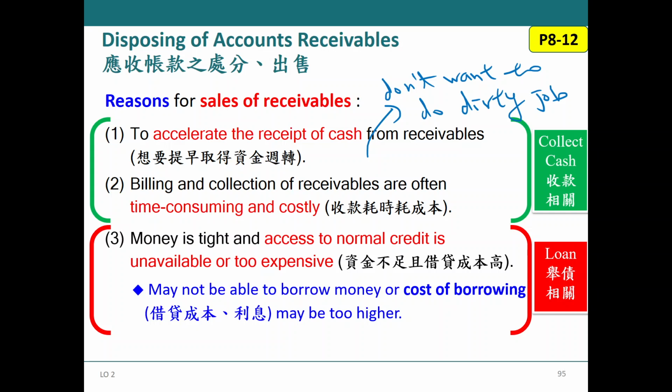Okay? So maybe they don't want to lend me, or they will lend me money, but they ask what? Higher risk, higher reward. 高风险高报酬。Higher risk, higher reward. So they want what? Reward, interest. Okay? So that's why your cost of borrowing, cost of borrowing means interest. 借贷成本。So means the interest.